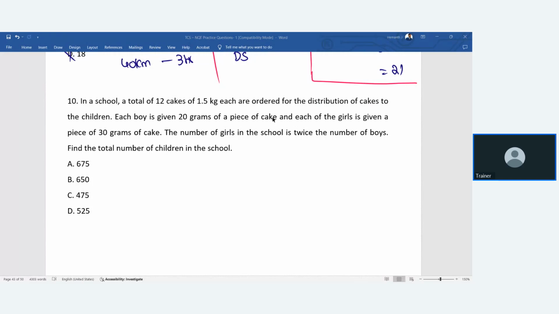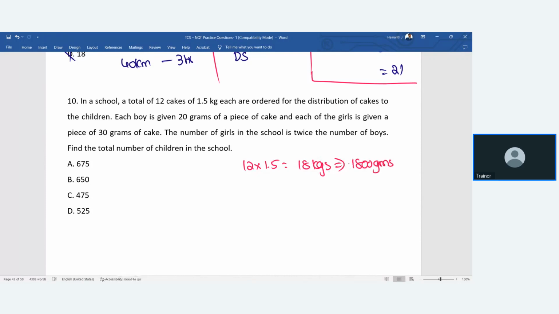Look into the question carefully, answer it. 12 cakes of 1.5 kg. So 12 into 1.5, which is 18, means 1800 grams is the total.